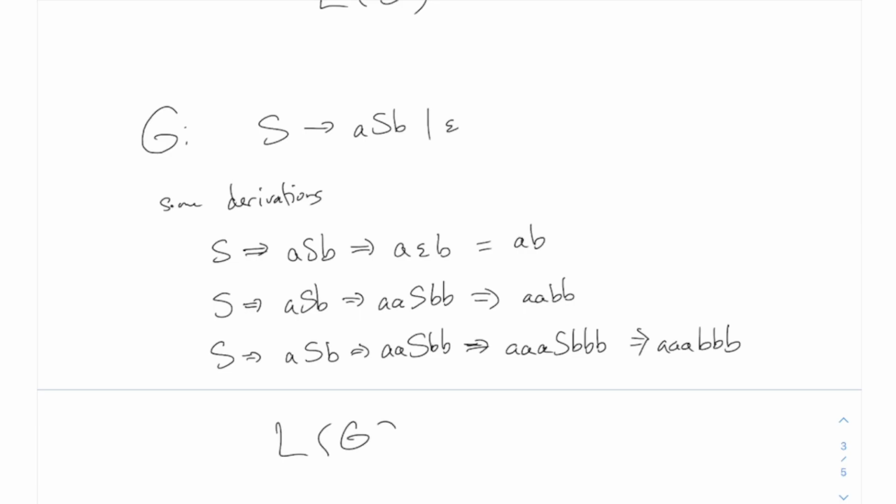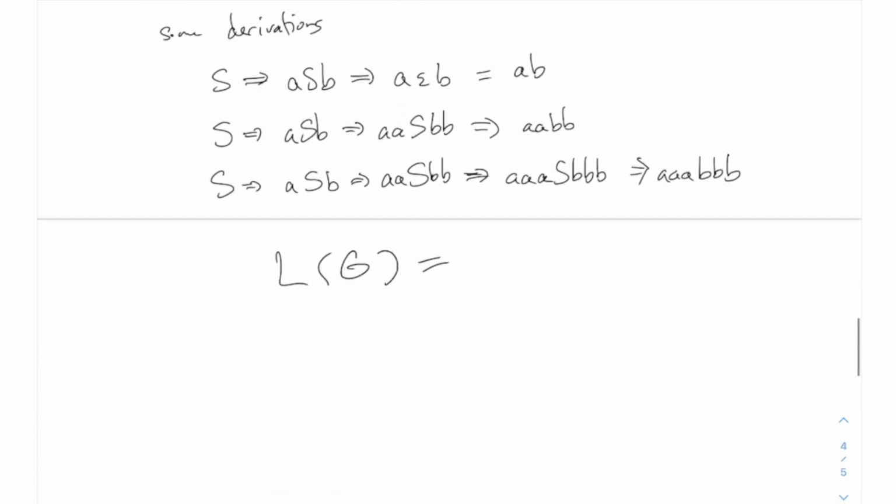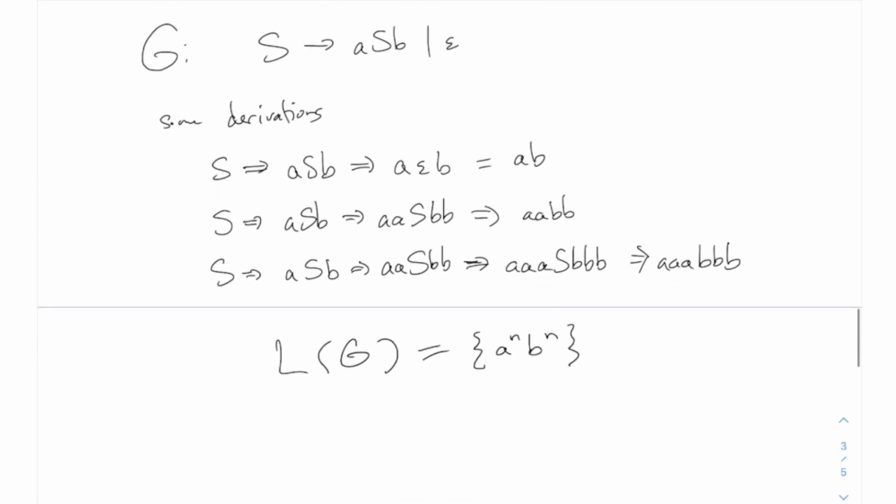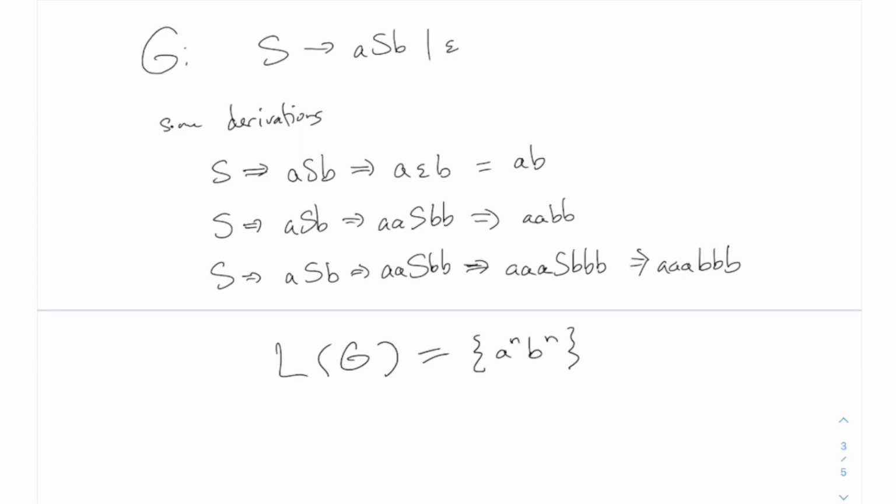In this case, L of G, can anybody say what it is as a set? Yeah? A to the n, B to the n. Yeah, this is A to the n, B to the n. Our favorite example of a non-regular language. So, I hope you're convinced now, grammars can create non-regular languages, and it's not even that hard. As far as grammars go, that's a pretty simple example. And it generates a non-regular language. All right? Excellent.